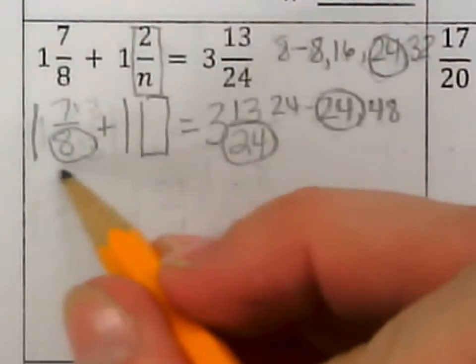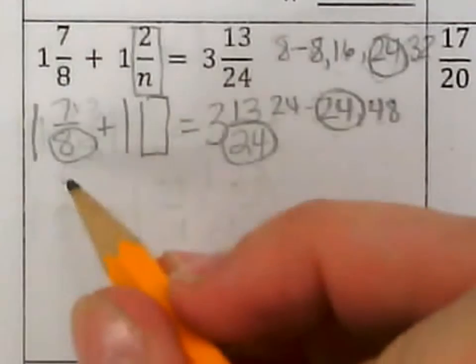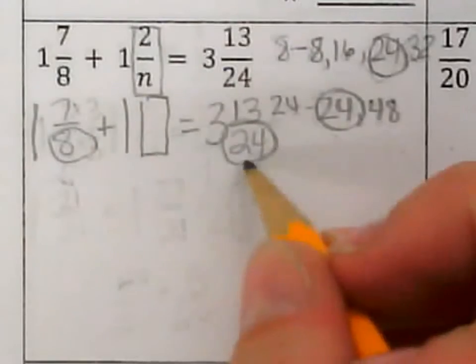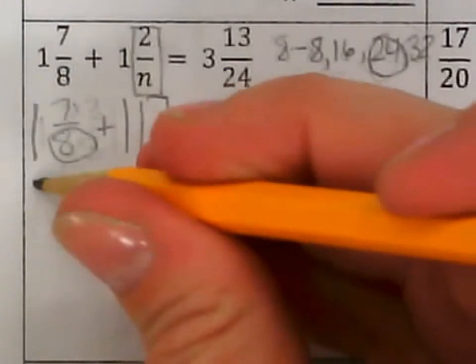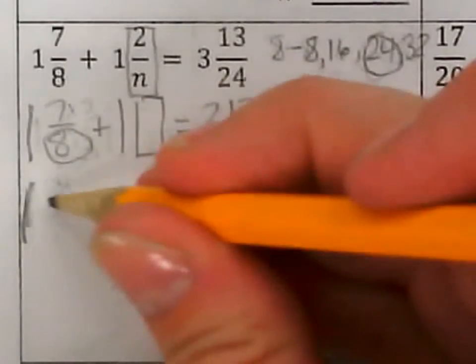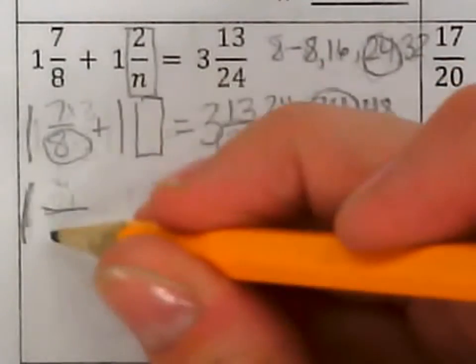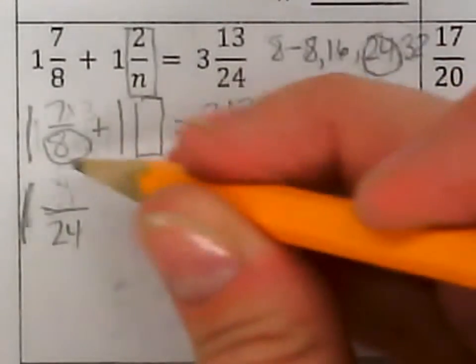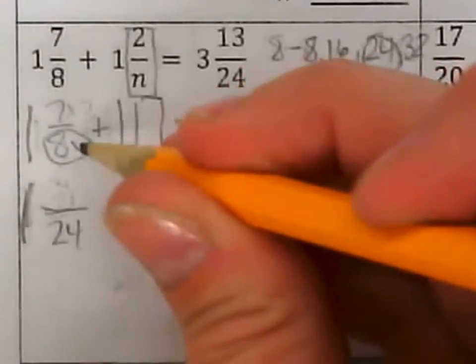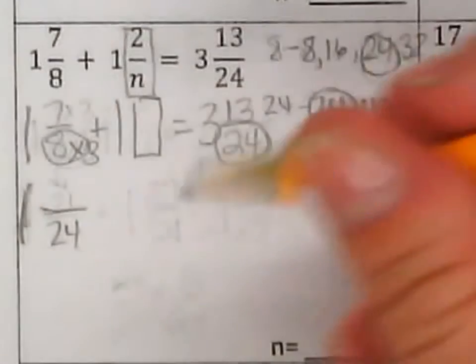Okay, so now I'm going to look at this new fraction and create an equivalent fraction. I know that 1 7/8 needs to be in terms of 24ths. So 1 can go straight down. Now I need to figure out what am I going to do to 8 to get it into terms of 24ths. 8 times what is 24? Well, 8 times 3 is 24.